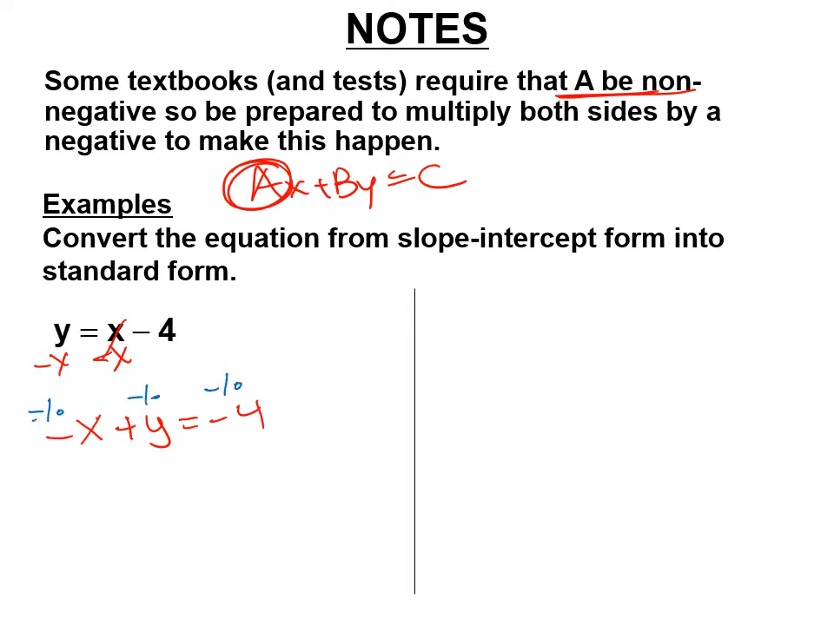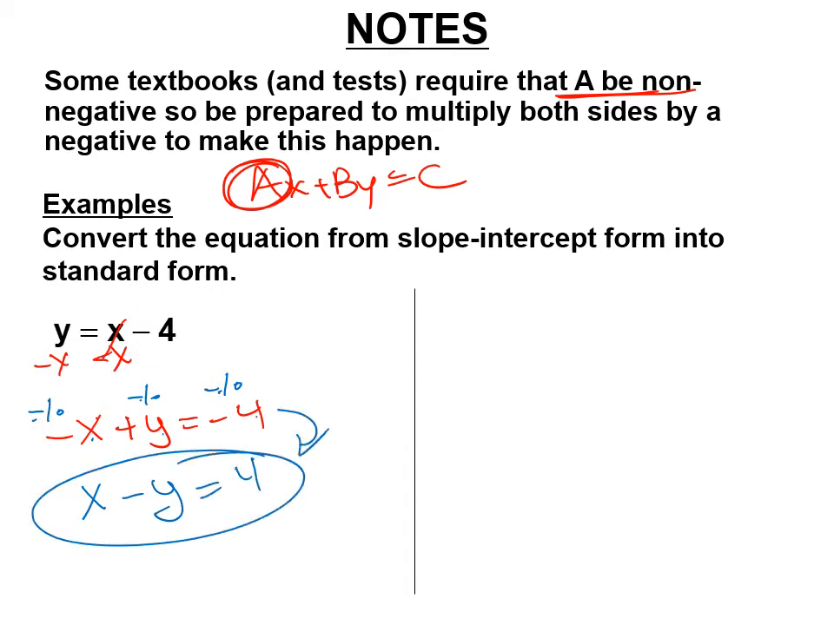So negative 1 times negative x, positive x. Negative 1 times y, minus y. Negative 1 times negative 4, 4. So these are the exact same equation for all values of x and y, but some people feel that it should be x minus y equals 4 rather than negative x plus y equals negative 4.